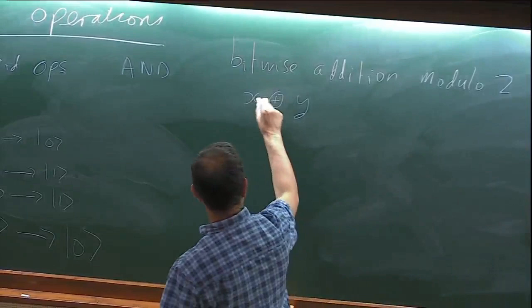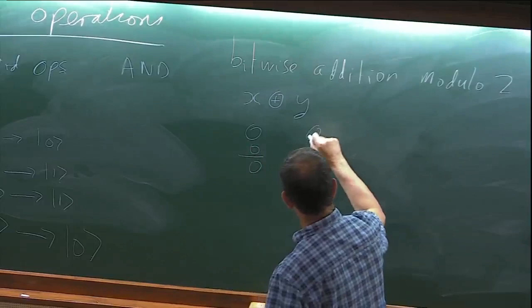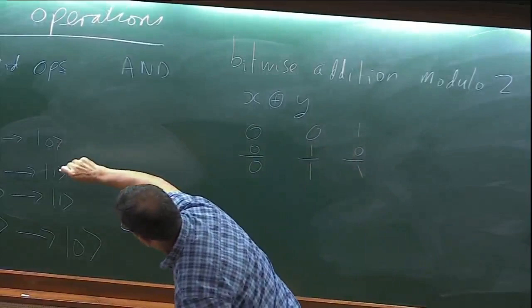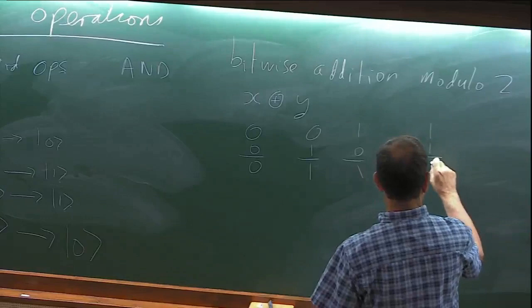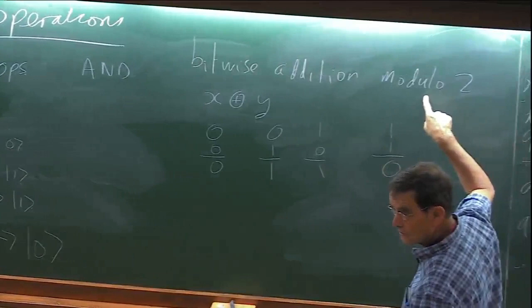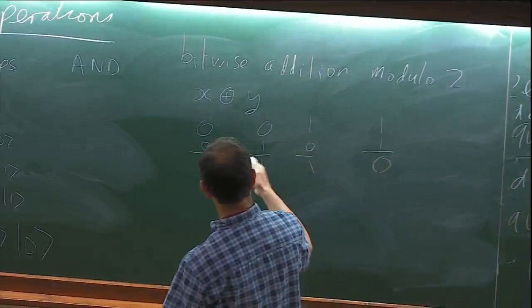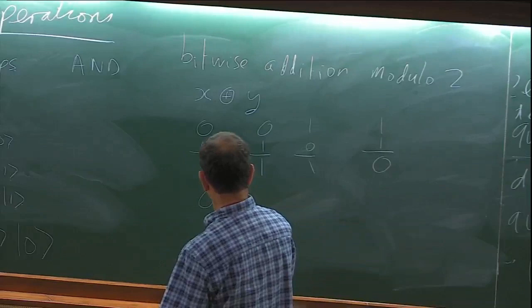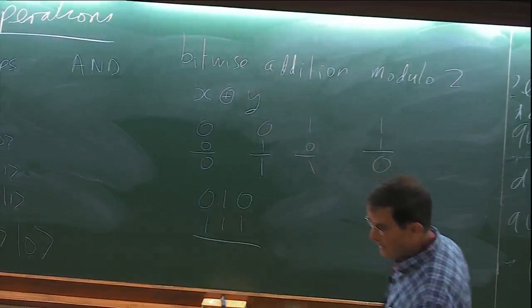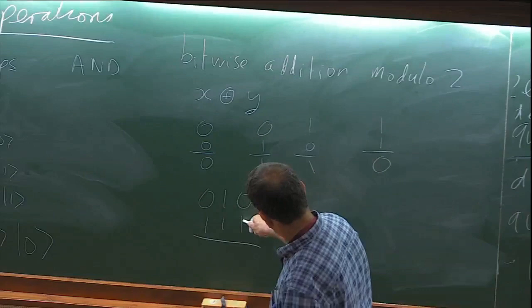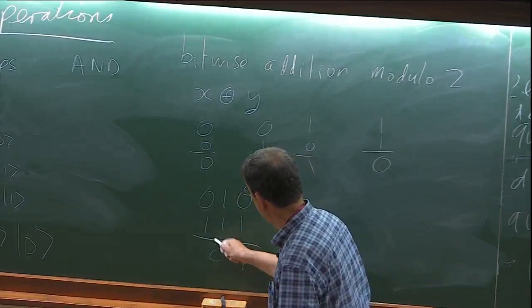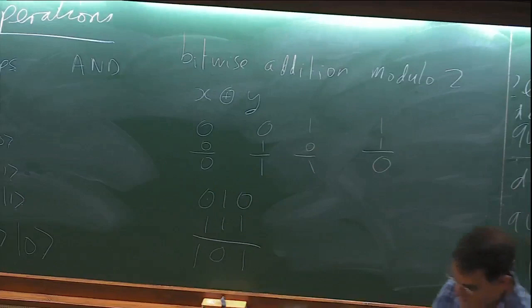So if these are single bits, 0 plus 0 is 0, 0 plus 1 is 1, 1 plus 0 is 1, so that corresponds to these three, and 1 plus 1 is 0, and there's a carry bit, but we ignore that because I'm telling you it's modulo 2. So we're going to be dealing a lot with bitwise addition modulo 2, and one can generalize this to more than a single bit. So if we had, for example, 0, 1, 0, and 1, 1, 1, and do this bitwise addition modulo 2, 0 and 1 is 1, 1 and 1 modulo 2 is 0, and 0 and 1 is 1. We will be doing quite a bit of this later.